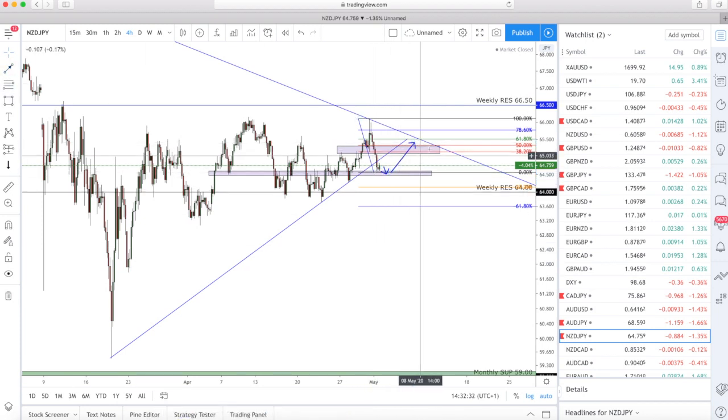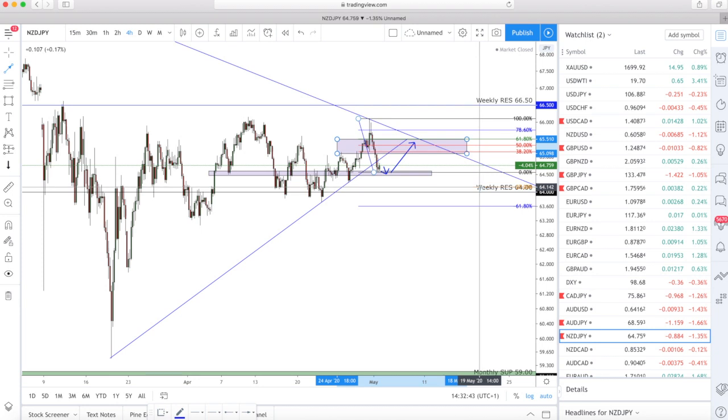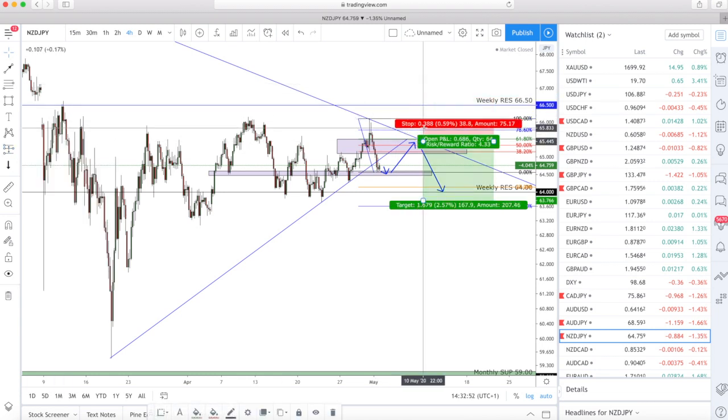You see we've got all these confluences from this area: 61.8, daily trend line, 4-hour trend line, and this right shoulder. And you can see once again the extension lines up perfectly with weekly resistance. So taking profit there. You can see everything just lines up perfectly.